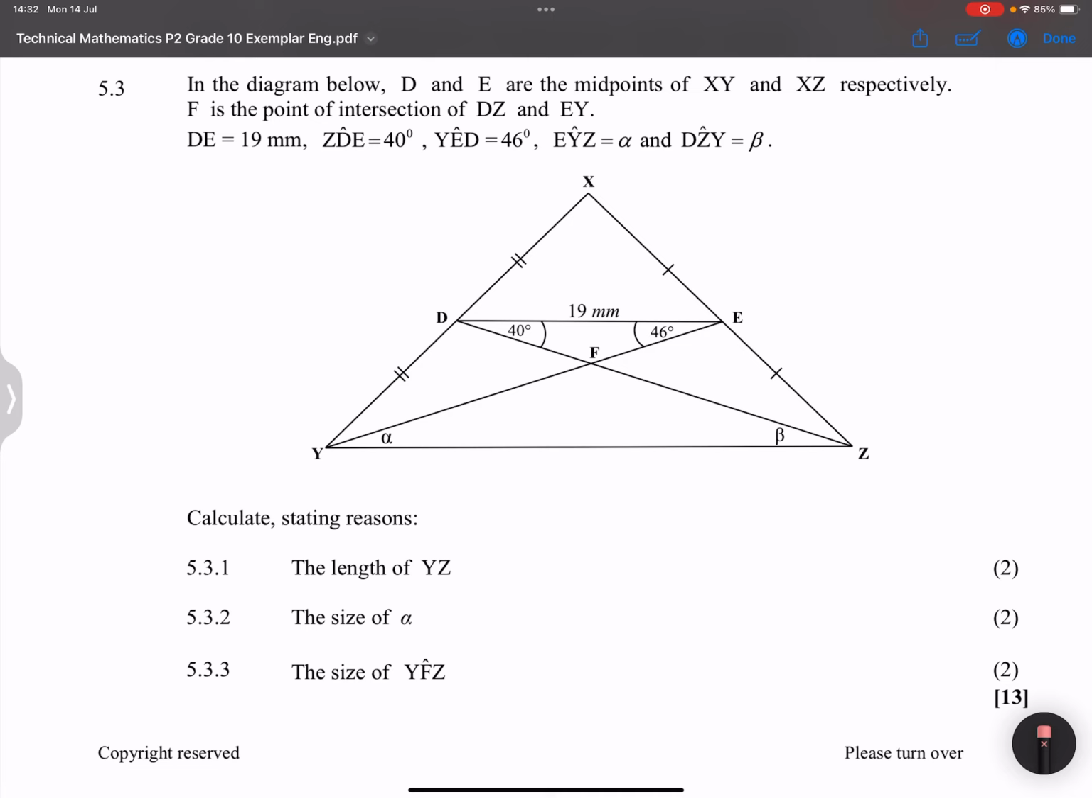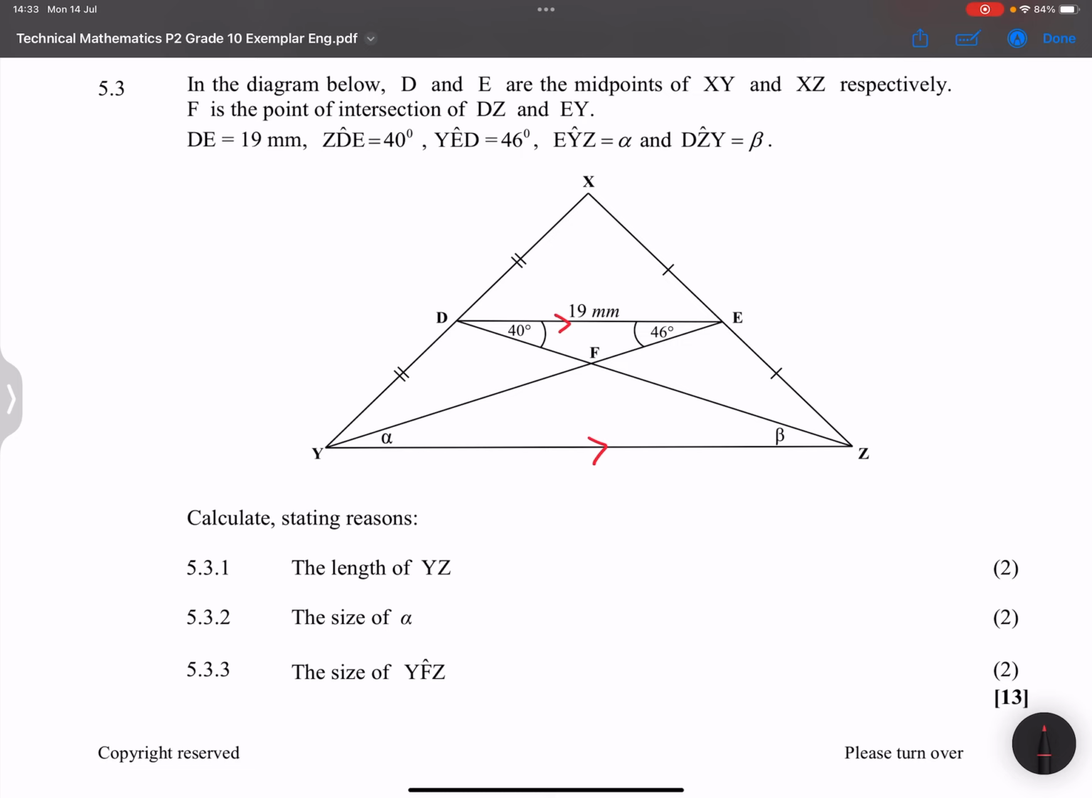Before I even continue, I hope that you can already see that that's an application of the midpoint theorem. And what does the midpoint theorem simply state? That if a line bisects two sides of a triangle, then it must be parallel to the third side. So in this case, we can conclude that DE must be parallel to XY. I hope that you can see that, ladies and gents.